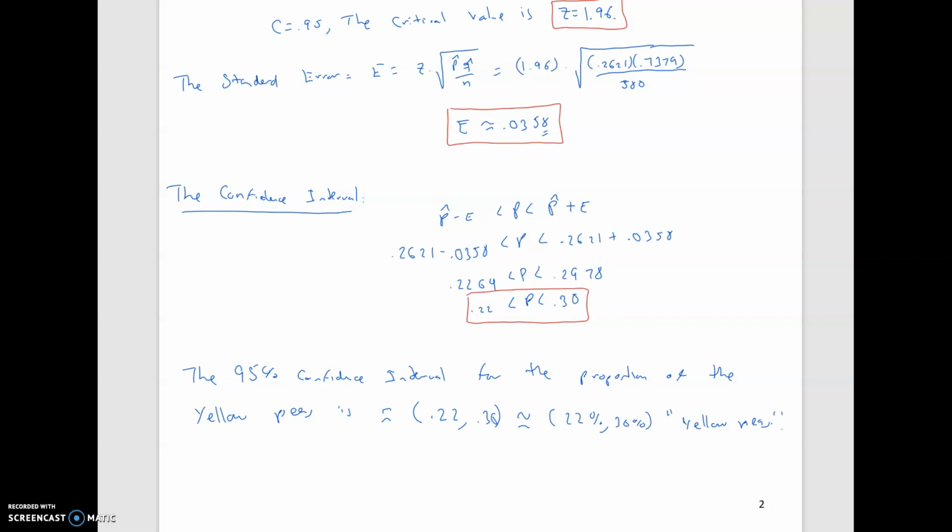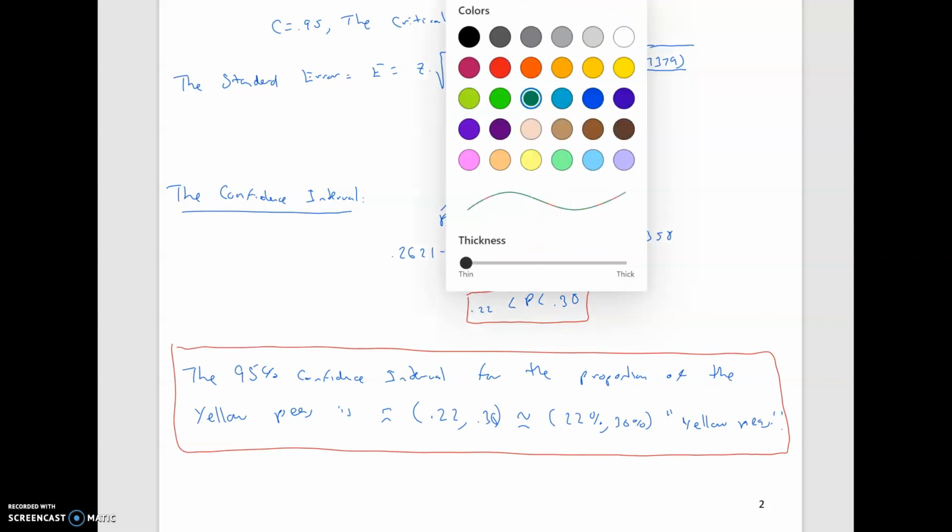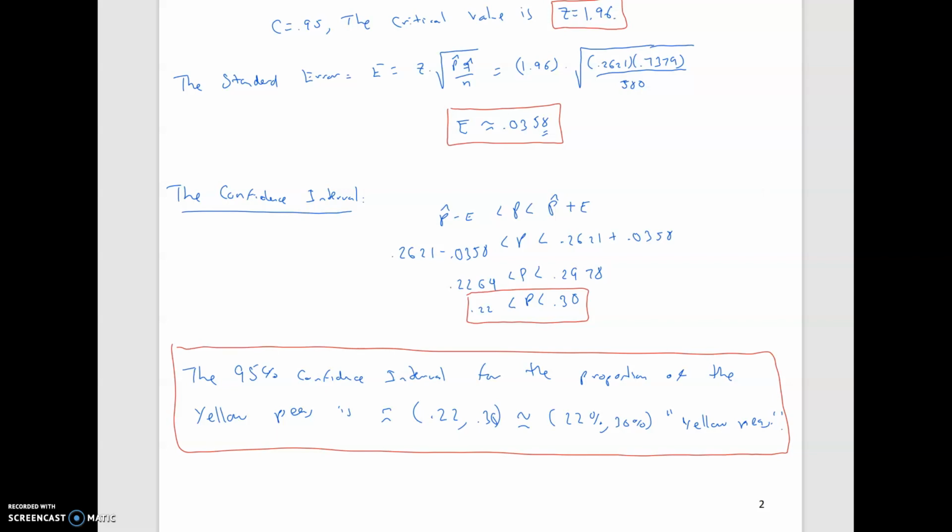And then in our final sentence, we have to make sure we mention the actual level. Some of these are going to be asking for percentages, and also make sure that we mention that this is a confidence interval for a proportion. It has to be stated, otherwise somebody may misunderstand it for the mean. And then you're also mentioning the successes, in this case the yellow piece. Let me fix this.